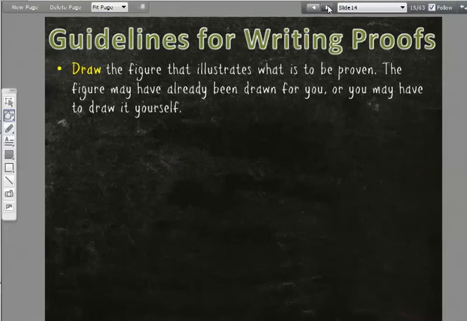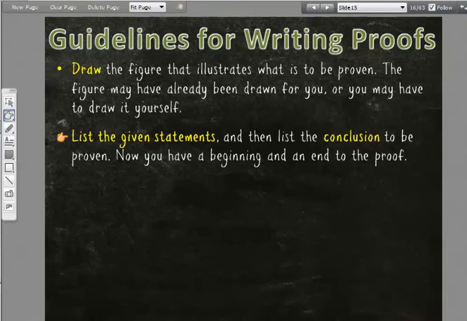Okay, now we have guidelines for writing proofs. This could very well be a question as well on a quiz or test. You always draw the figure that illustrates what is to be proven. The figure may have already been drawn for you, or you may have to draw it yourself. I think most of the examples that you're going to see in our exercises will have a picture for you, but don't assume anything about the picture except for what you're given.